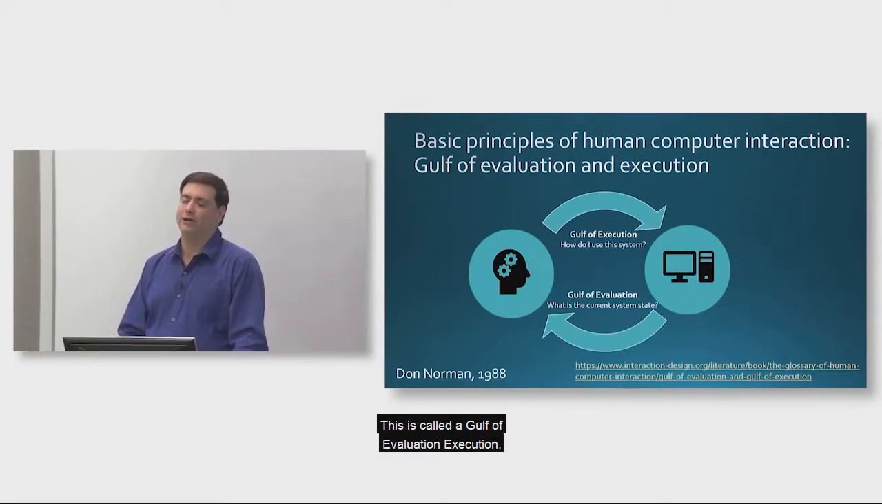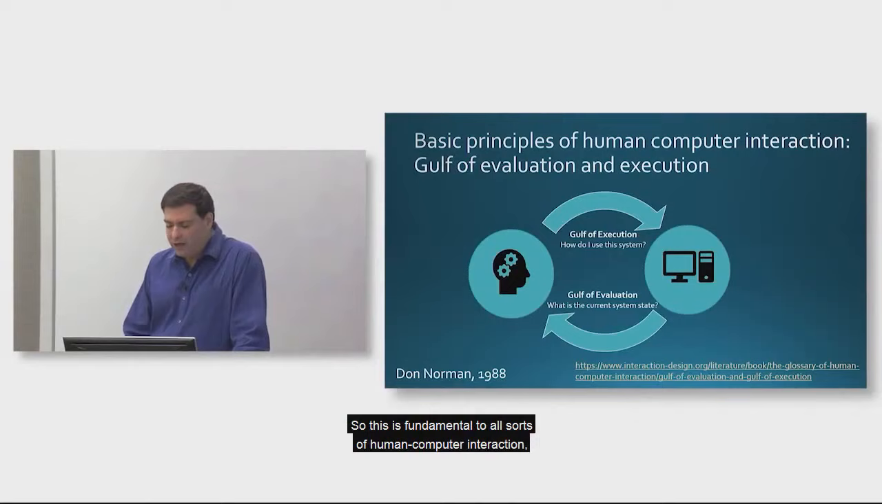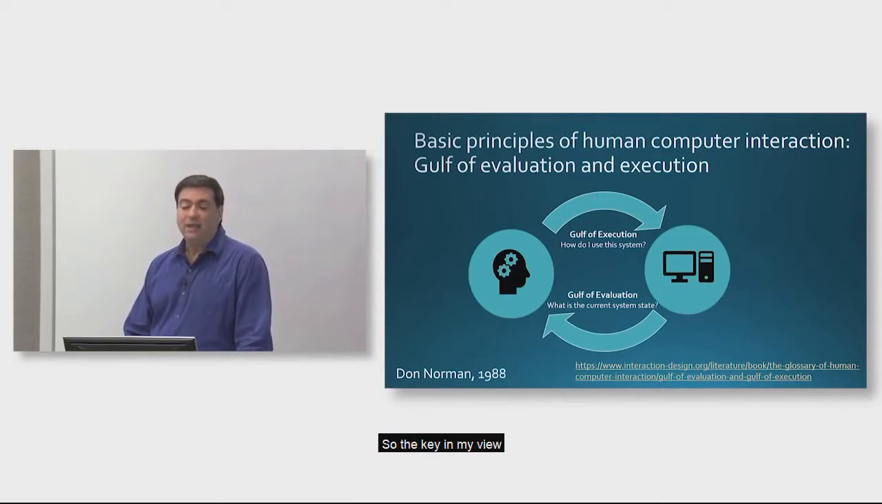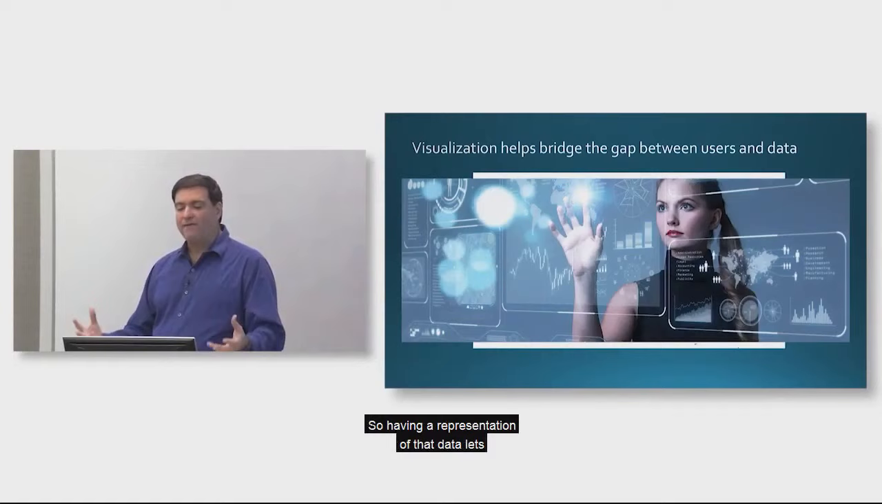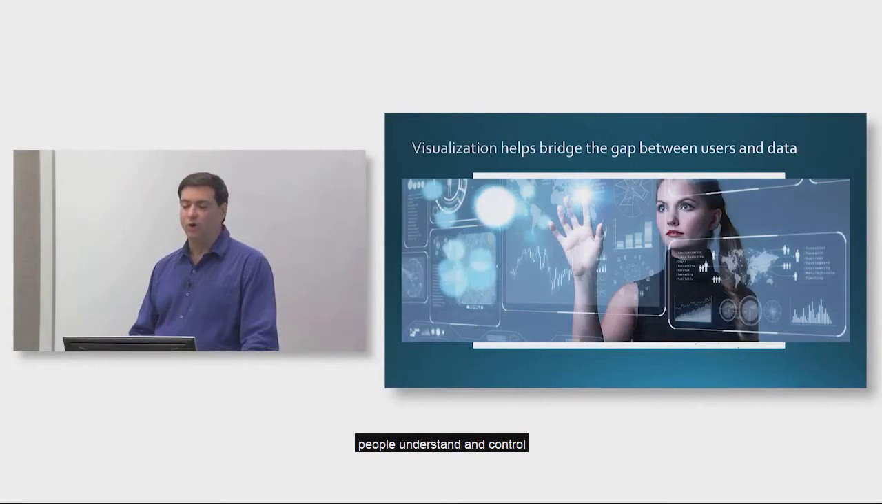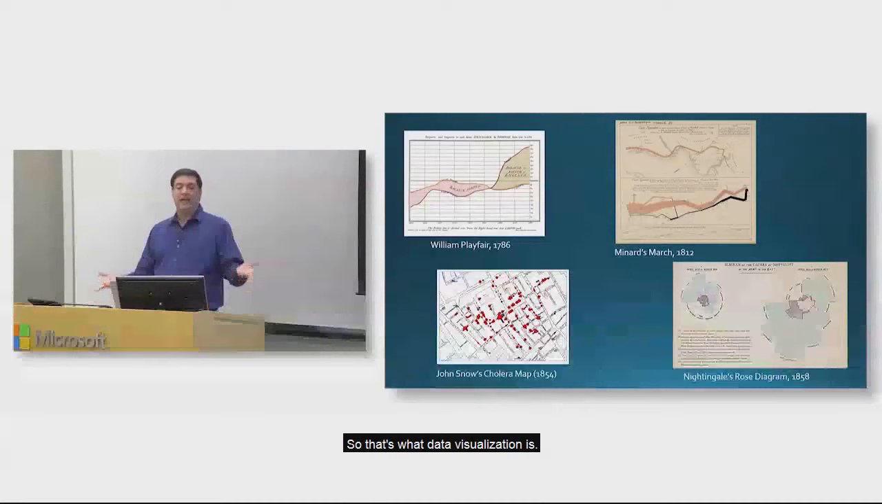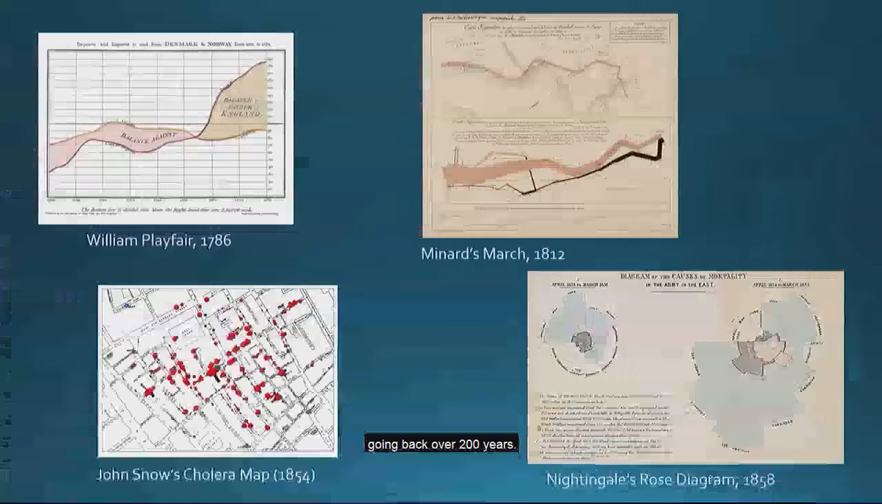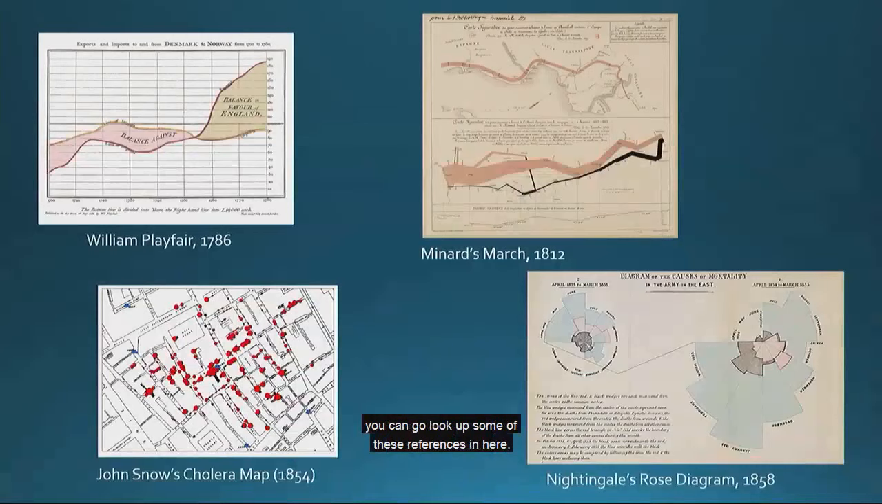So this is fundamental to all sorts of human-computer interaction, but how do you actually do that when you're interacting with data? The key, in my view, is using visualization to help bridge that gap. Having a representation of that data lets people understand and control the things that they're trying to control. So that's what data visualization is. It's been around for a long time. There are all sorts of historical references going back over 200 years, and famous representations of data. You can go look up some of these references.